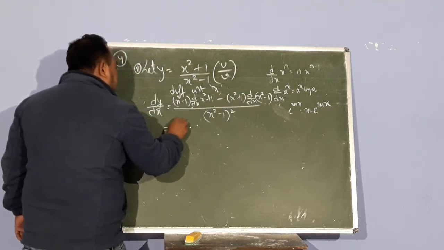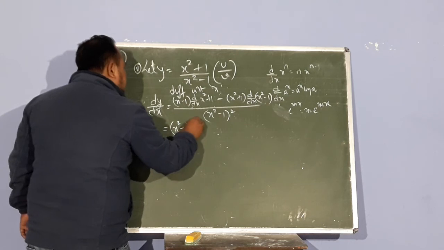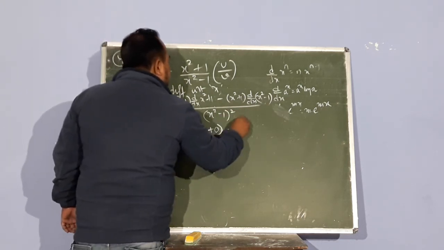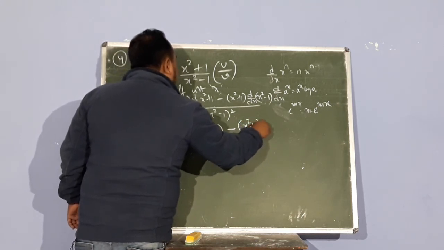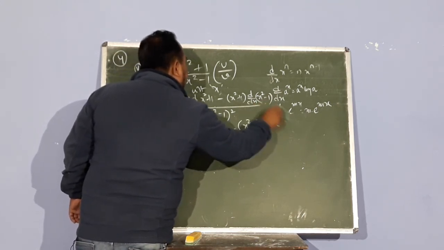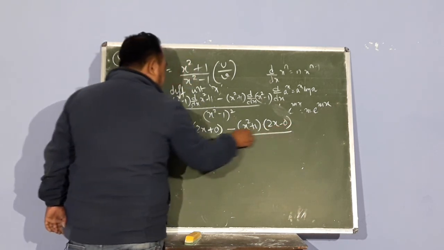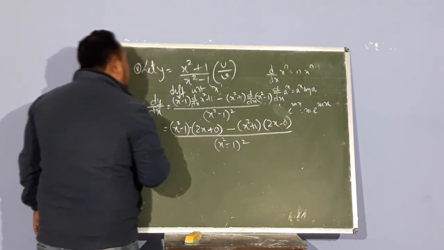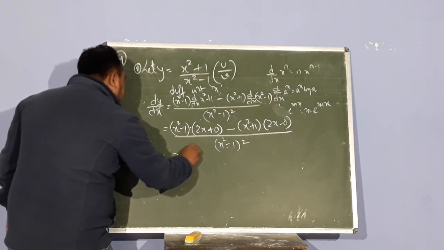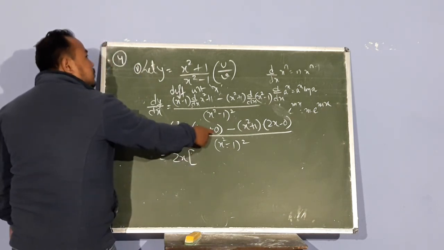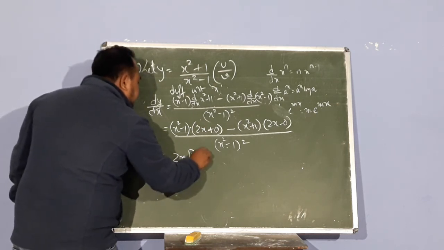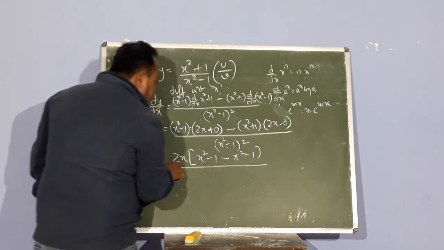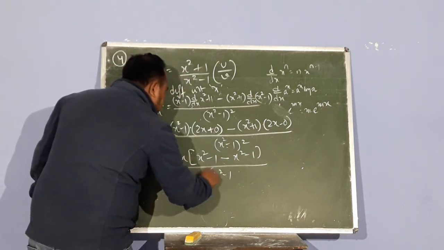So help me differentiate x square minus 1, differentiation of x square is 2x and differentiation of 1 is 0, minus this is a constant, so as it is x square plus 1 constant, again differentiation of x square is 2x minus 0, divide the whole thing by x square minus 1 whole square. So what is common from the numerator? I can see 2x common, so 2x plus 0 is 2x, so 2x common, so what is left? x square minus 1 minus x square minus 1 divided by x square minus 1 whole square.